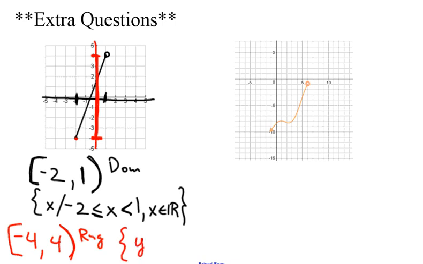Set notation, we want y such that two endpoints, small less than y, less than big, y is a member of the reals. Do we want to include the -4 in our range? We do. Include it. Do we want to include +4 in the range? Open. We don't. Just leave it as less than.